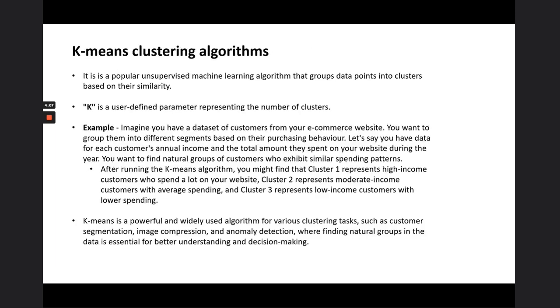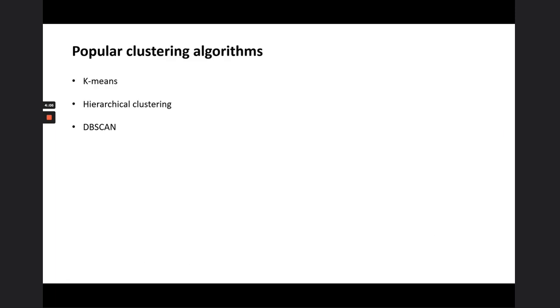Now, if I talk about the popular clustering algorithms, there are a lot, but the three popular clustering algorithms that I would like to talk about next are k-means, hierarchical clustering, and DBSCAN.